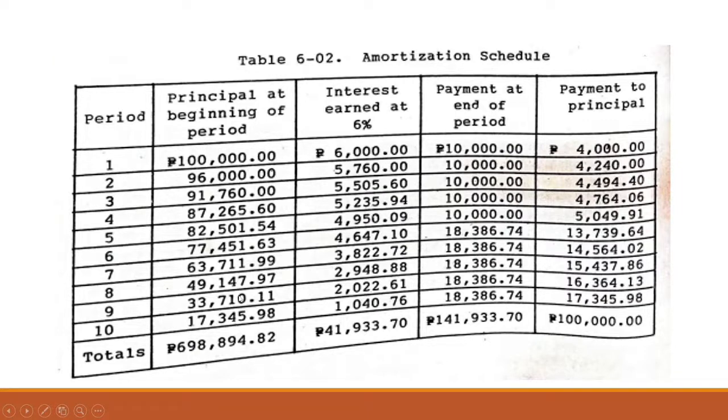And the total of the principal at the beginning of period is 698,894.82, and the interest earned at 6% has a total of 41,933.70, and payment at the end of period is a total of 141,933.70 pesos, and payment of principal, which is the total of 100,000 pesos.